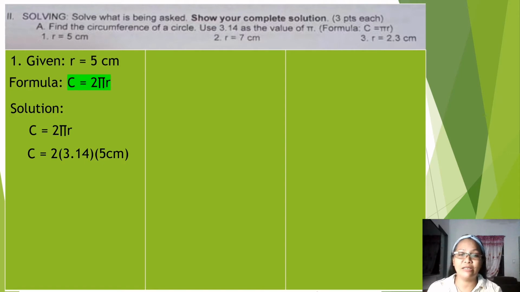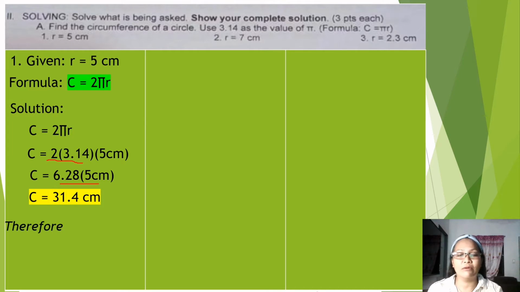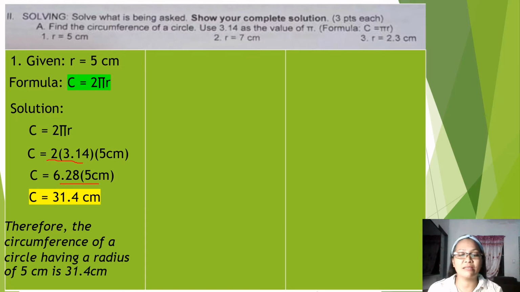Then follow the order of operation. We will do first 2 times 3.14. So we have now C equals 2 times 3.14 is 6.28, multiplied by 5 centimeters. And 6.28 times 5 centimeters, we have now 31.4 centimeters. Therefore, the circumference of a circle having a radius of 5 centimeters is 31.4 centimeters.